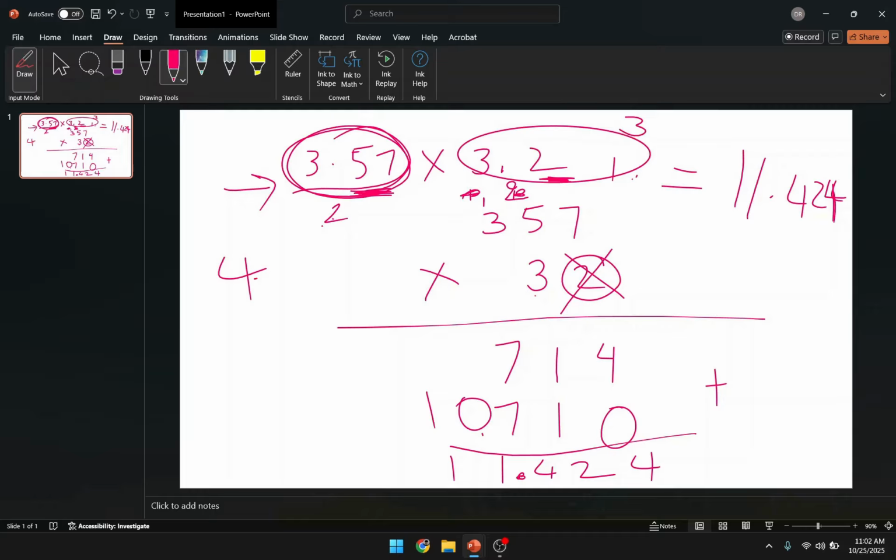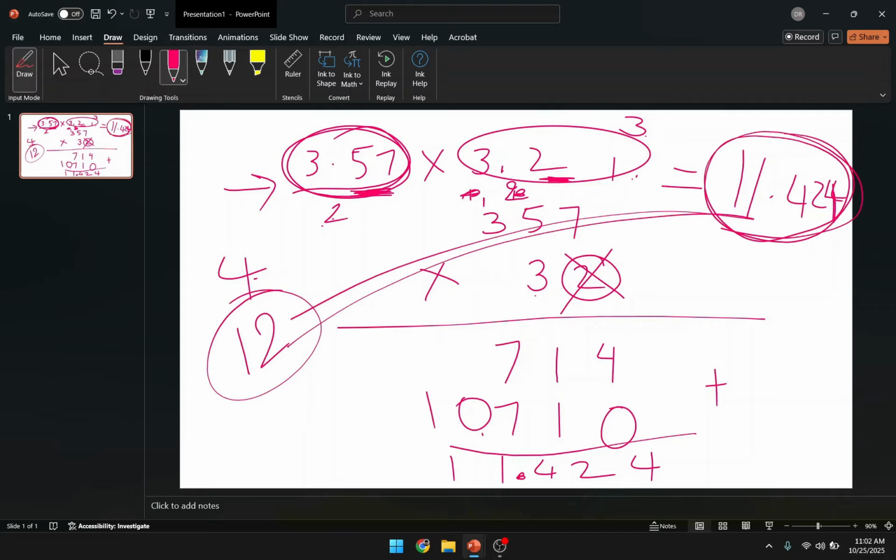So 4 times 3 will give me 12. I got 11.4 here. Not bad. That's close. So fair enough. I did my multiplication okay. Okay. So this is how you do.